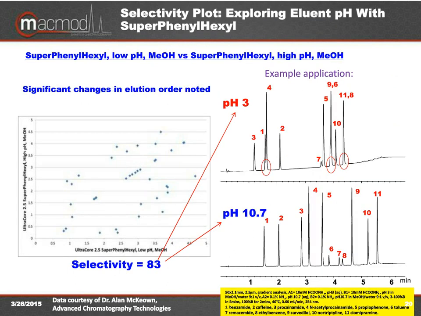Another example, this one with superphenyl hexyl in both chromatograms, between low pH with methanol and high pH with methanol, the upper trace being the low pH and the bottom trace being the high pH. And this scatter plot is really like a shotgun pattern. It's consistent with a selectivity S value of 83. And here is a case with a mixture of acids, bases, and neutrals. Here, 11 analytes, and peaks are moving around quite considerably.